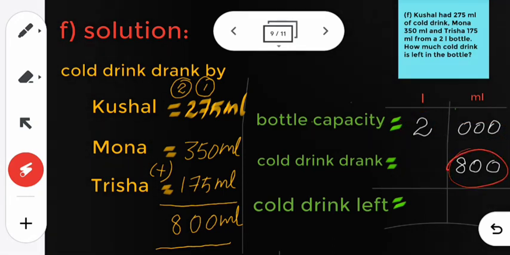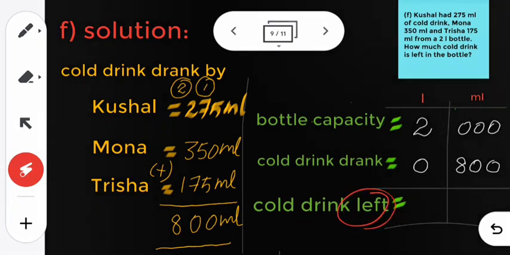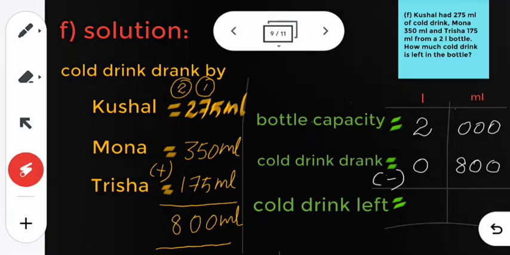This is 800 milliliter, so you will write it in the milliliter place, and it has no liter, so in the liter place you will put 0. Okay, so now how much cold drink is left? Left is the keyword for minus, so here we have to do the minus. So let's minus now. 0 minus 0, 0. Next 0 minus 0, 0.